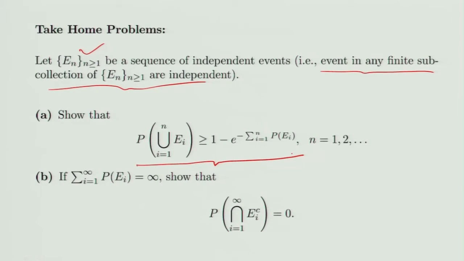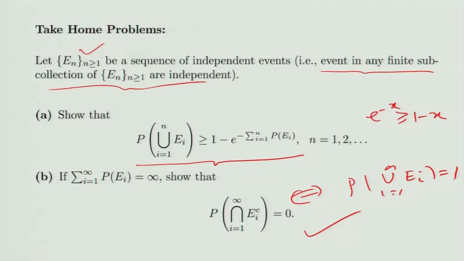Probability of union Ei is greater than or equal to 1 minus e to power minus summation i equal to 1 to n probability of Ei. I would suggest that use the inequality that e to power minus x is always greater than or equal to 1 minus x. And then use the Boole's inequality. Using this, try to prove this. That if summation i equal to 1 to infinity probability of Ei is infinite, then probability of intersection Ei complement is 0, which is same as saying that probability of union i equal to 1 to infinity Ei is 1. So try to do this exercise.